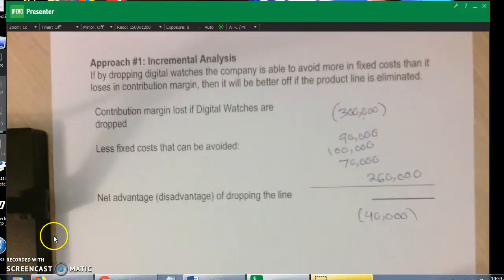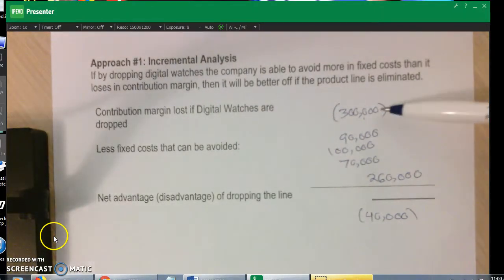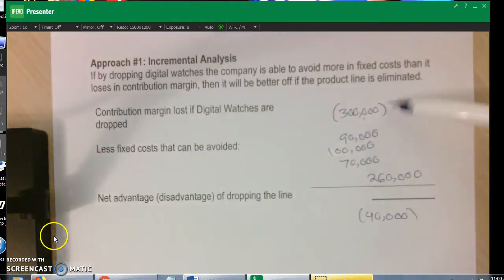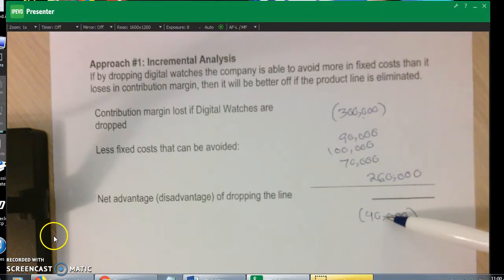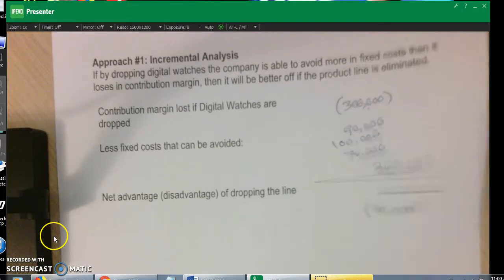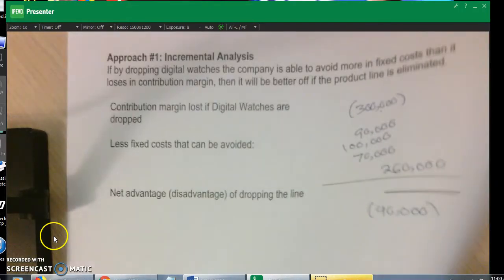And so where we left off in the first lecture video was talking about adding or dropping a product line. And we looked at the incremental analysis approach where we compare the difference in contribution margin to the change in fixed costs. And so you can see we lost $300,000 in contribution margin. We only saved $260,000 in fixed costs. So basically we would have a net disadvantage of dropping the product line by $40,000 if we went ahead and dropped the product line. This is kind of like what I call the shortcut way of doing it.